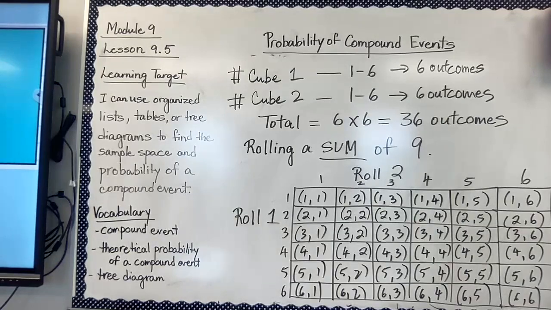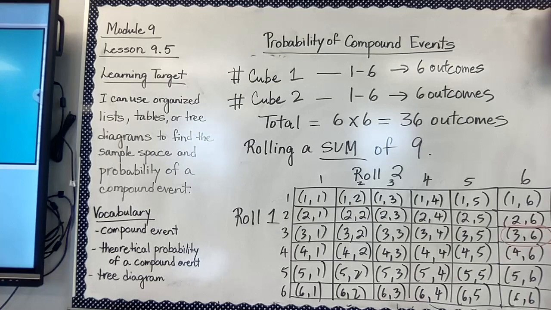Find the probability of rolling a sum of 9. So let's start looking at sum of 9. 1 plus 1 is definitely not 9. 1 plus 6 is not 9. 2 plus 6 is 8. What is 3 plus 6? So here's a sum of 9.